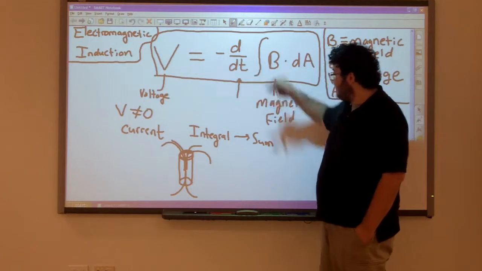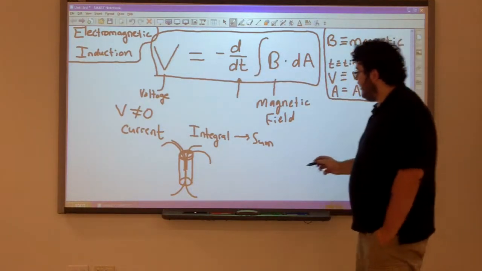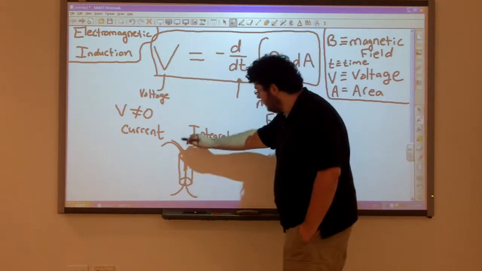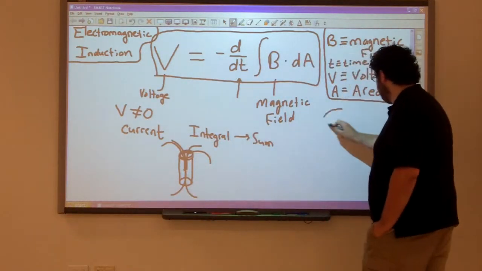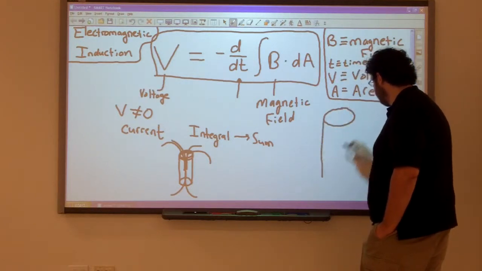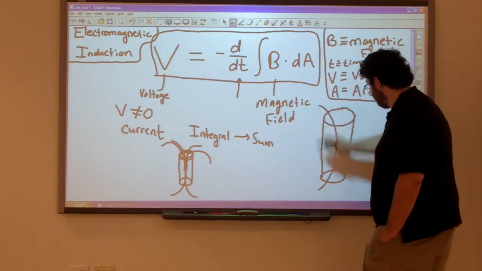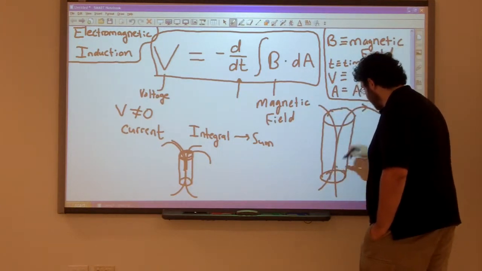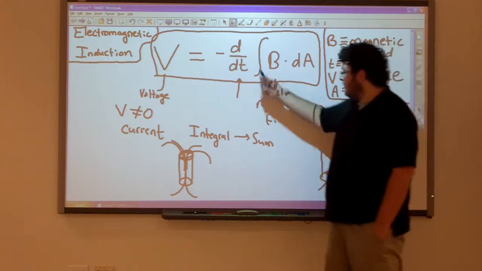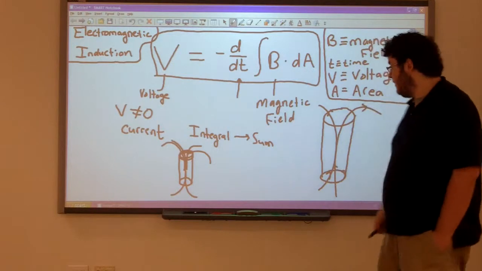But we're taking the time derivative of that. So what does that mean? That's saying we're looking at how the magnetic field is changing in that area. So if we have a cylinder and our magnetic field is not changing, it's just a static magnetic field, then the rate of change is zero. It will have no voltage, no current running.